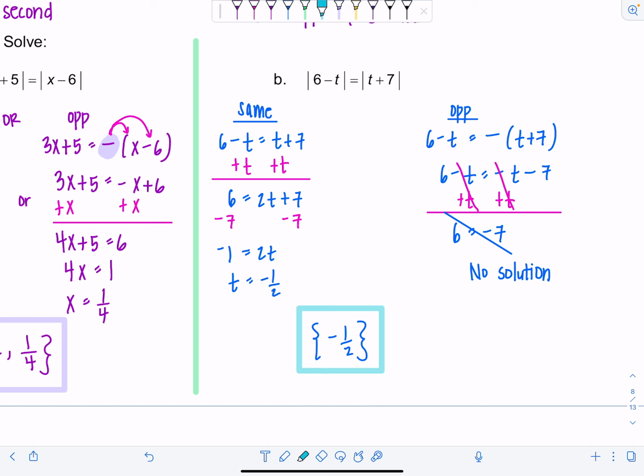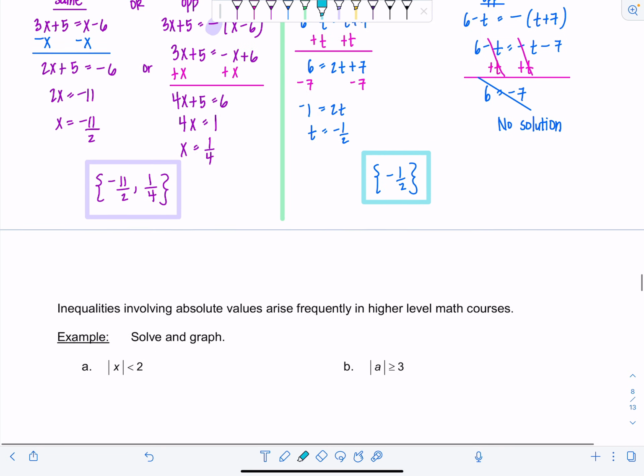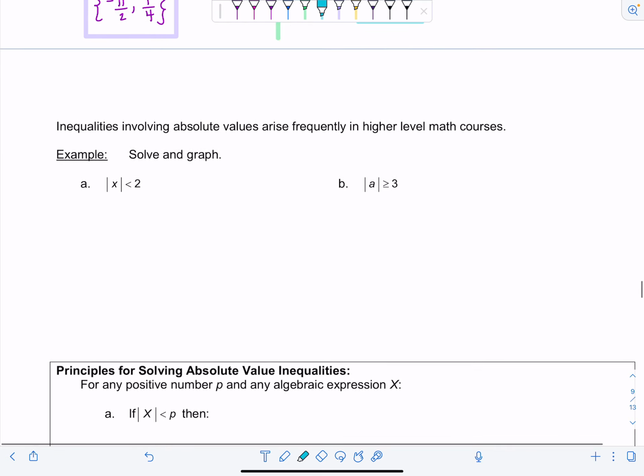Okay, how are we doing? Now we're going to take a little break from equations and move on to inequalities. Inequalities involving absolute values arise frequently in higher level math courses, and most likely that's where you're going to be going later down the road. So to start off our discussion, we're just going to solve a couple absolute value inequalities, but we're going to do it intuitively, kind of think about it, look at a graph, and then I'll give you a process.